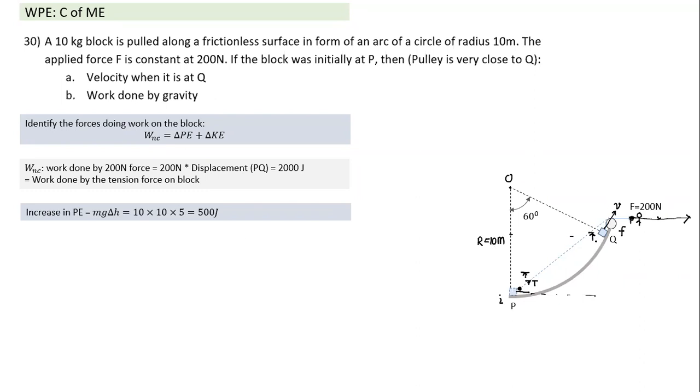So delta H, it has gained a height of 5 meters. I think this equilateral triangle, all of you can easily figure it out. So increase in potential energy is equal to mg times h, 5 meters, which is 500 joules. So I have the rest of the things.